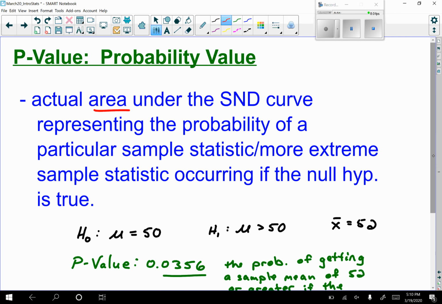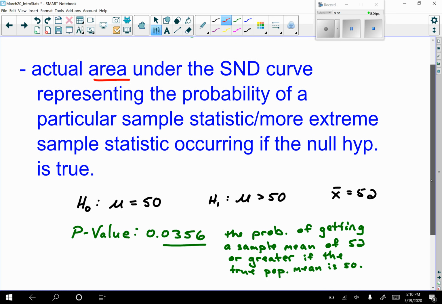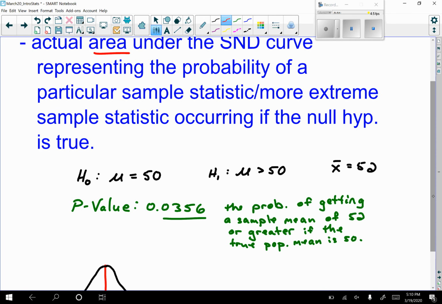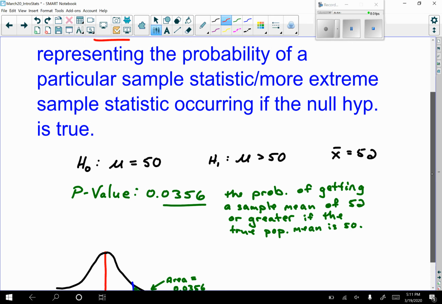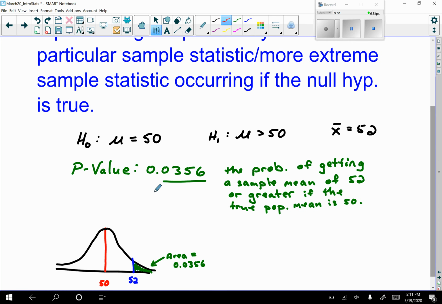So just as a quick example, just to relate what the p-value is. Let's say our null hypothesis was some population mean is equal to 50. Our alternative hypothesis is that mu is greater than 50. Let's say we have a sample mean of 52. Let's say we type this into our calculator or computer software, and it gave us a p-value of 0.0356. That just means it's the probability of getting a sample mean of 52 or greater if the true population mean is 50.